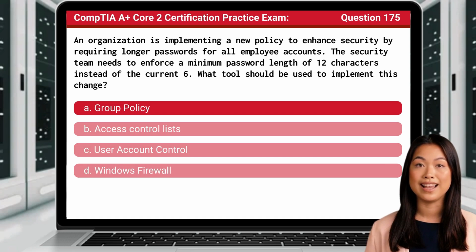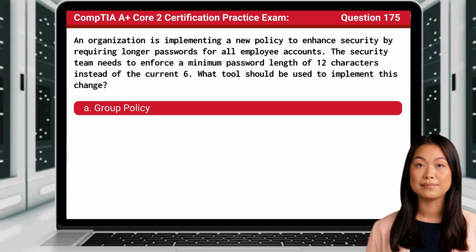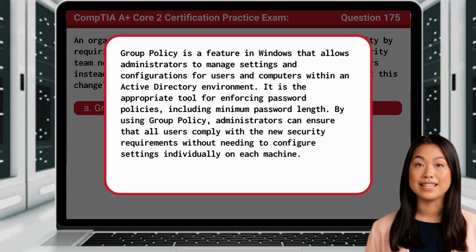The answer is A. Group Policy. Group Policy is a feature in Windows that allows administrators to manage settings and configurations for users and computers within an Active Directory environment. It is the appropriate tool for enforcing password policies, including minimum password length. By using Group Policy, administrators can ensure that all users comply with the new security requirements without needing to configure settings individually on each machine.